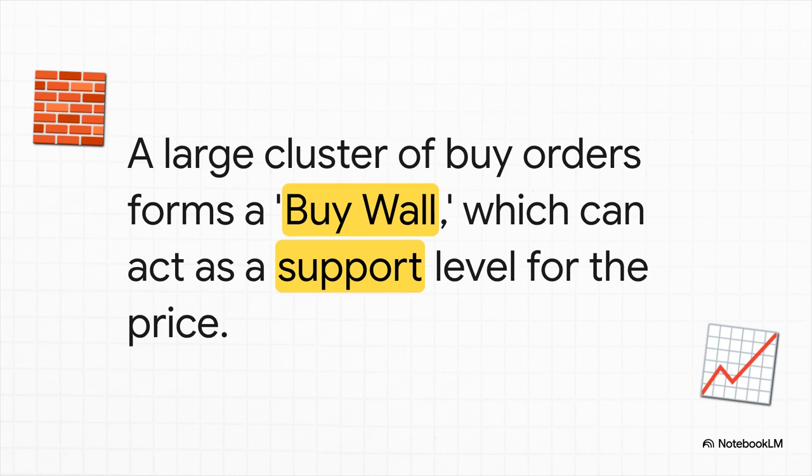And check this out. When you see a massive spike on the buy side, I mean like a giant green cliff, traders have a name for that. They call it a buy wall. It's a huge signal that there is a ton of buying interest right at that price. And that wall, it can act just like a floor, a support level that makes it really, really hard for the price to fall any further.